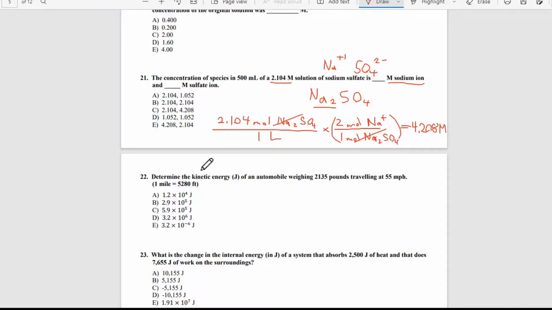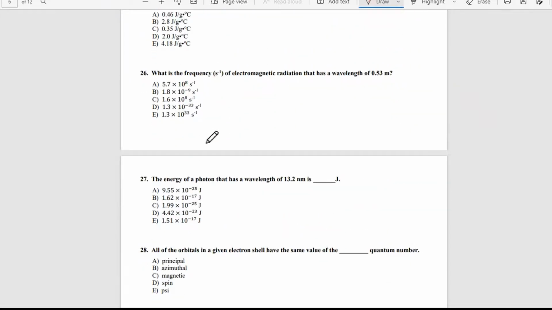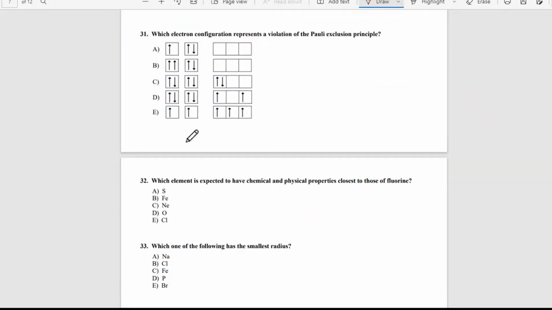Question 31. So which electron configuration represents a violation of the Pauli exclusion principle? Okay, so the Pauli exclusion principle states that no 2 atoms. Oh, wait, actually, does somebody want to tell me what the Pauli exclusion principle states? Yeah, basically. Officially, the definition is no 2 atoms can have the same set of 4 quantum numbers.